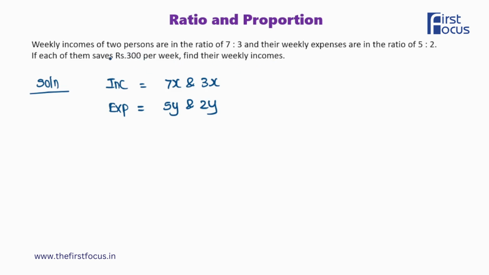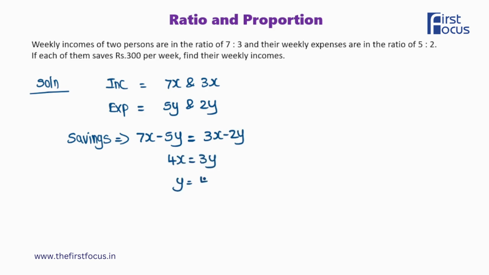If each of them saves rupees 300 per week, find their weekly incomes. From this we came to know that their savings are equal, that is 300. So savings of first person be 7x minus 5y, which is equal to the savings of second person 3x minus 2y. On equating this, we get 4x is equal to 3y, and the value of y is equal to 4 by 3x.